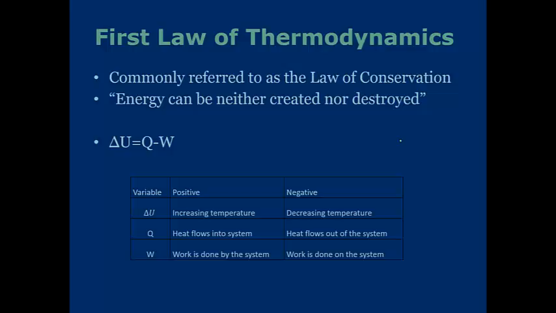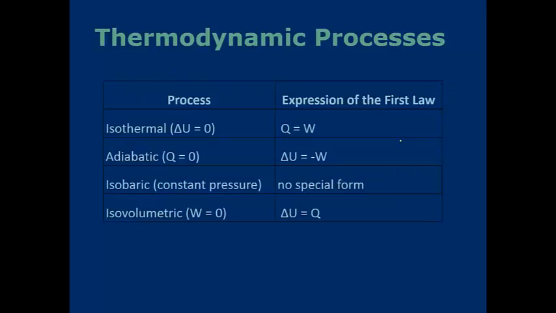The equation for the first law of thermodynamics is listed below, and a chart below lists the sign conventions for each one. Thermodynamic processes such as isothermal, adiabatic, isobaric, and isovolumetric will be tested on the MCAT. The expression of the first law has special forms for three of them, except for isobaric. Also remember that isovolumetric may sometimes be referred to as isochoric.